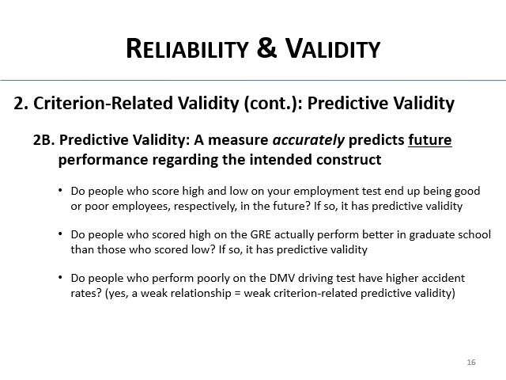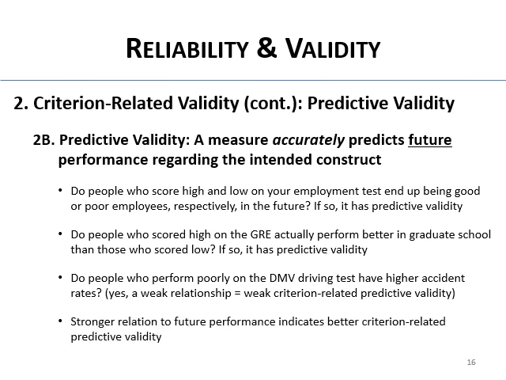there's a restriction of range, really, is the problem. If you perform too poorly on the DMV's test, we don't give you a license. So we don't have the full range of ability. For those who do pass, it's a weak relationship. They get more errors. They tend to get higher crashes. So a stronger relation to future performance indicates better criterion-related predictive validity.